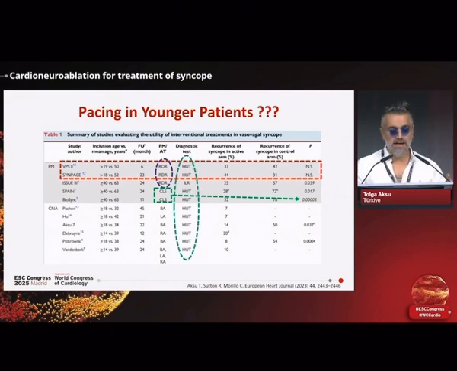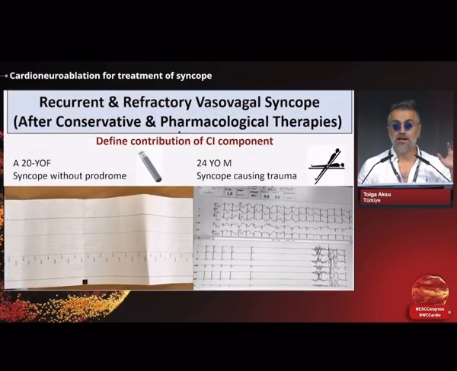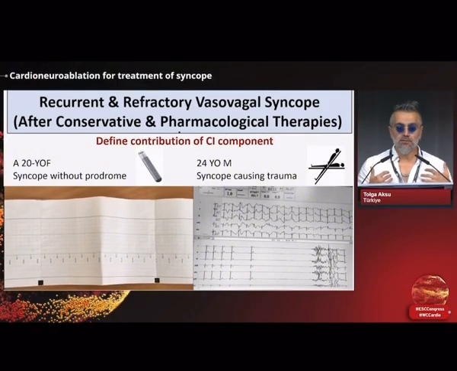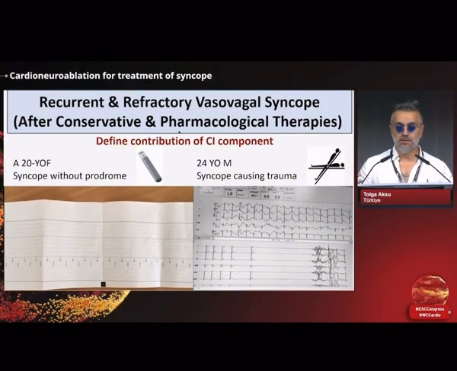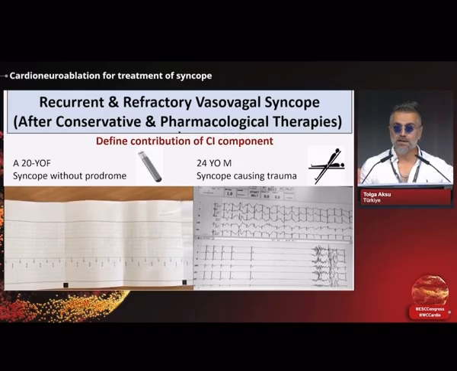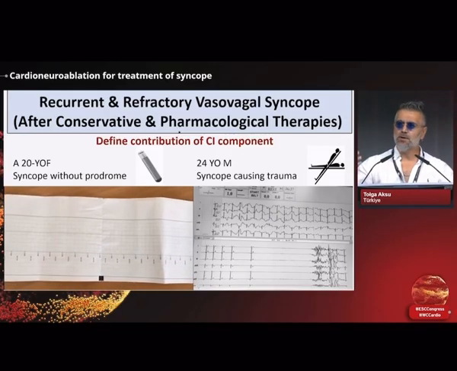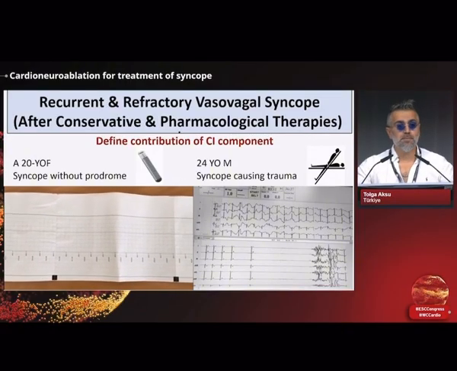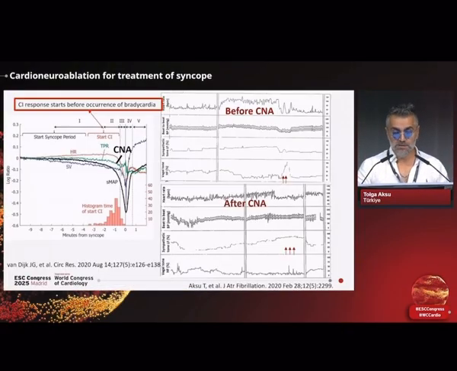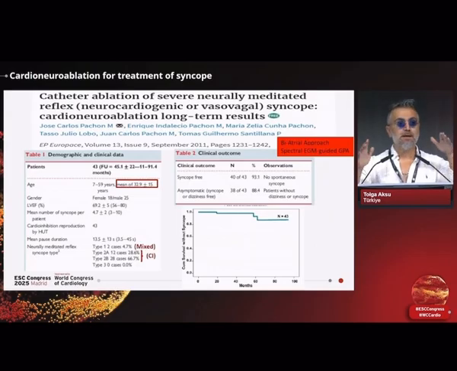According to the studies, in the great majority of papers, they use tilt testing to select their potential candidates for treatment. So, according to our experience, if there is recurrent and refractory vasovagal syncope after conservative and maybe pharmacological treatment, you can use tilt testing or ILR to demonstrate a dominant cardioinhibitory response. And after that, based on the patient's age, you should select cardiac pacing or cardioneuroablation. Look at some papers about the effect of cardioneuroablation.